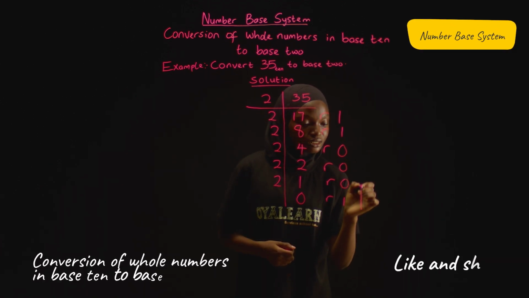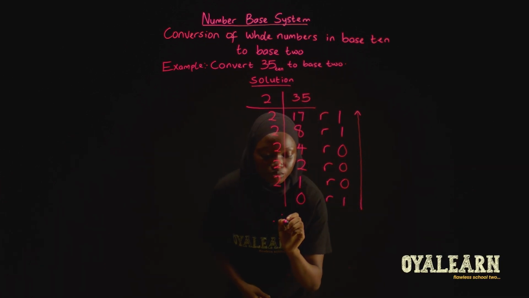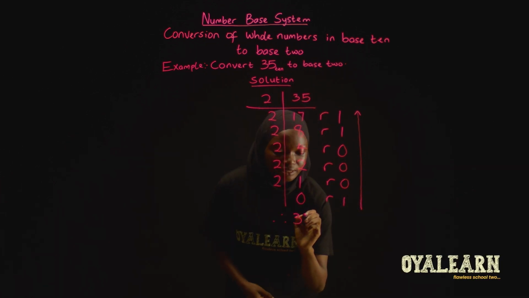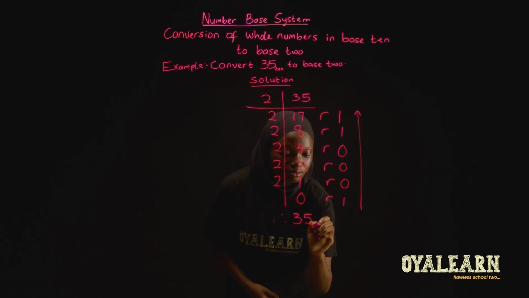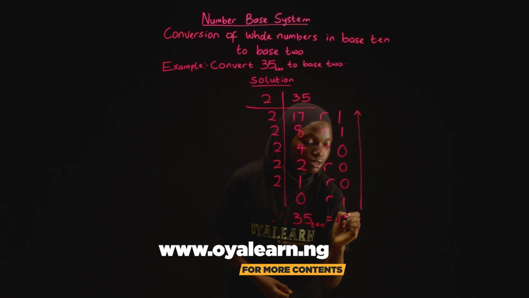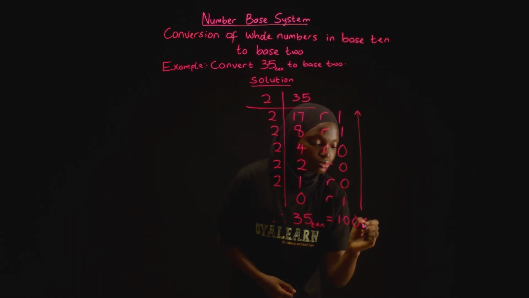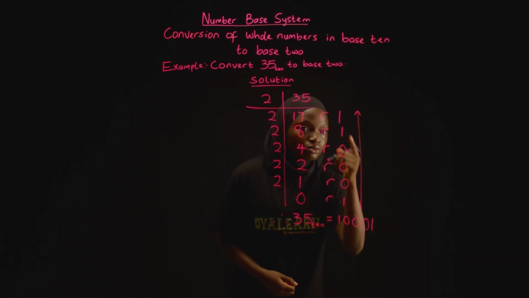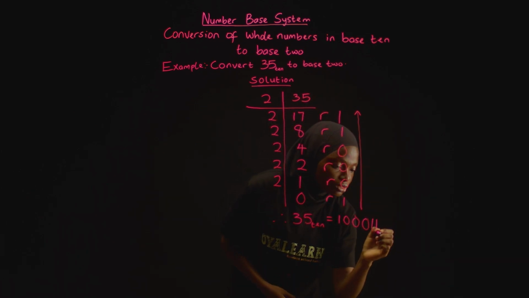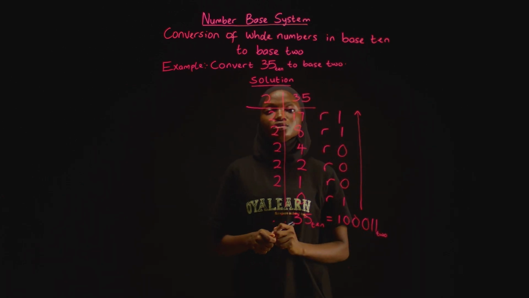Then we take the remainders from the last one. So therefore, our 35 base 10 is equal to 1, 0, 0, 0, 1, 1, base 2. And that's how to convert 35 base 10 to base 2.